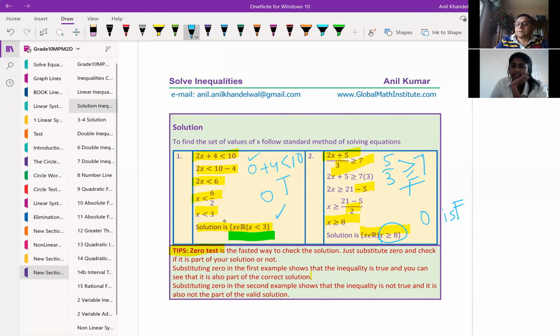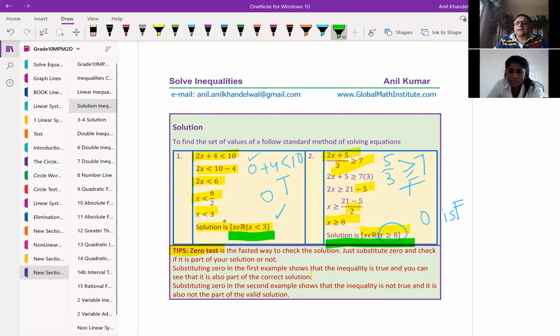So what does that tell us with the second one? The second one tells us that you are saying that 0 is not a solution, and when you check, you find that 0 is not a solution. Therefore, your solution is correct. Because see, now it's very clear.